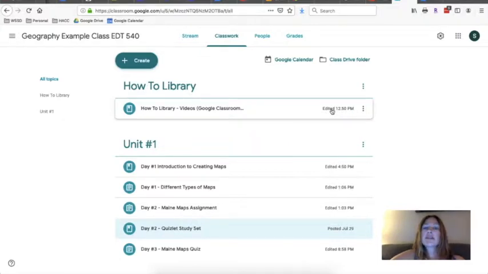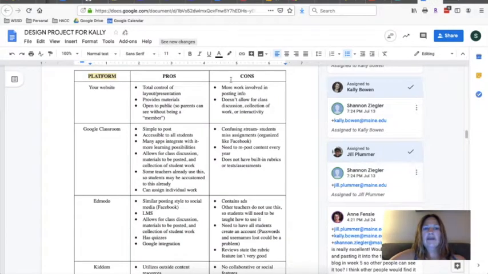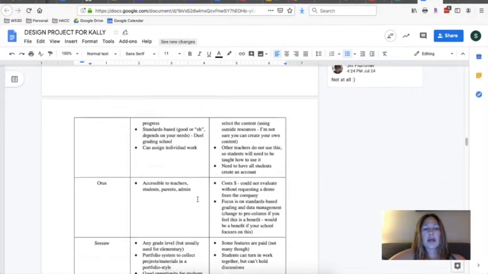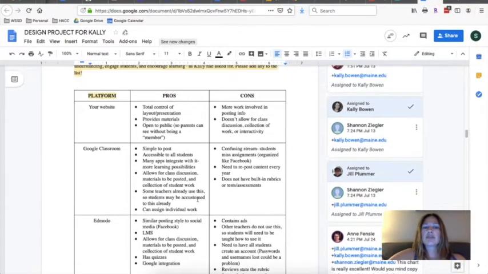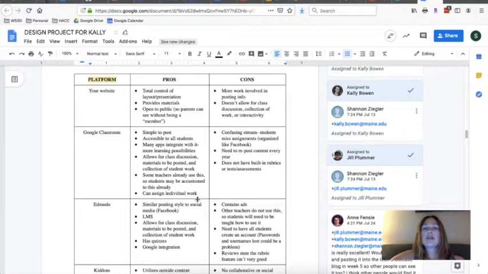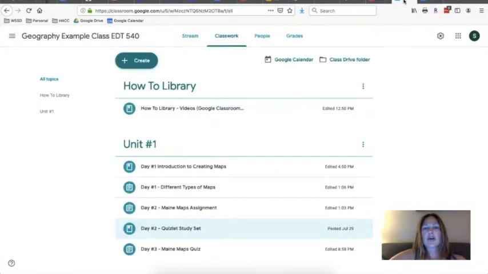We ultimately landed on Google Classroom as the digital platform where Callie's going to keep all of her materials that are digital. We had taken a look at several different platforms. We listed pros and cons for each one. Ultimately, Callie landed on Google Classroom due to being a Google school district and that being a platform that students are already using in some of their other classes. So it just seemed to make sense for her.